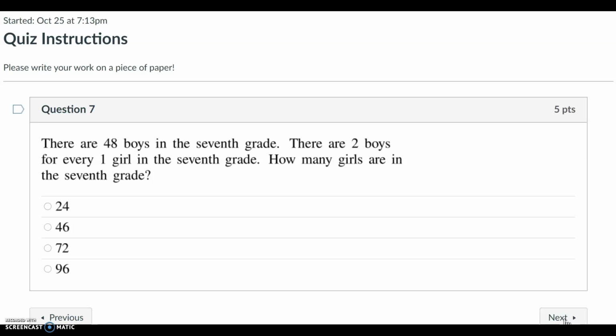Question 7. There are 48 boys in the 7th grade. There are 2 boys for every 1 girl in the 7th grade. How many girls are in the 7th grade? 24, 46, 72, 96.